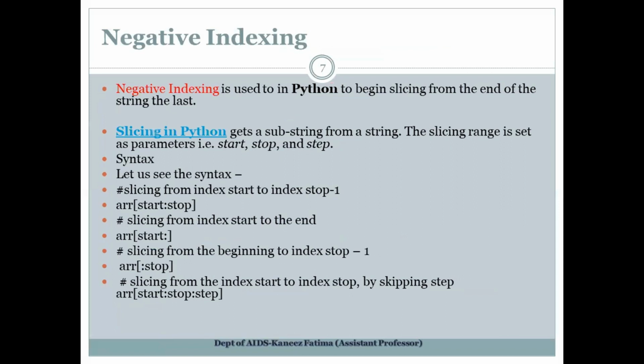Another method for accessing a string is negative indexing. Negative indexing is used in Python to begin slicing from the end of the string to the last.